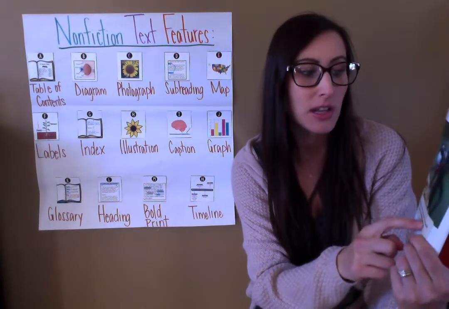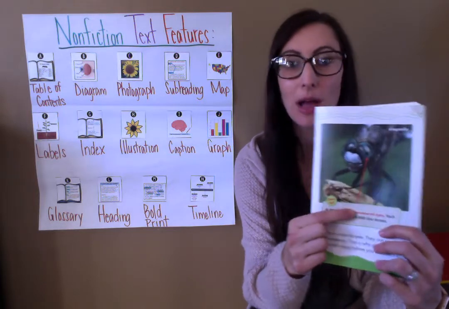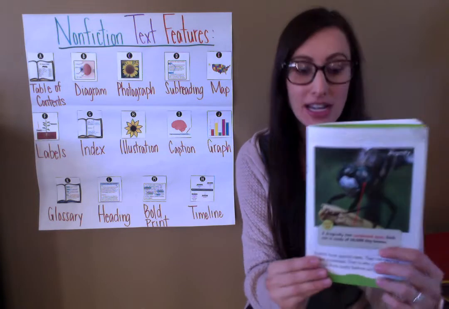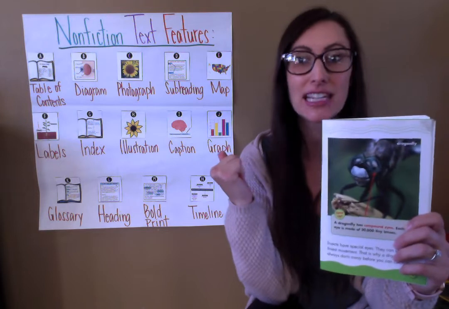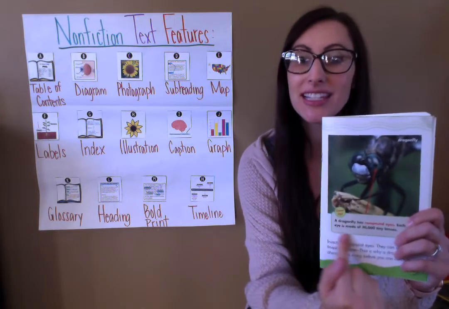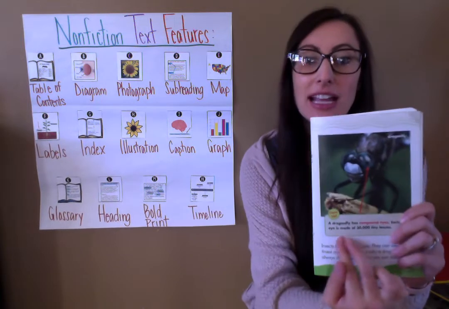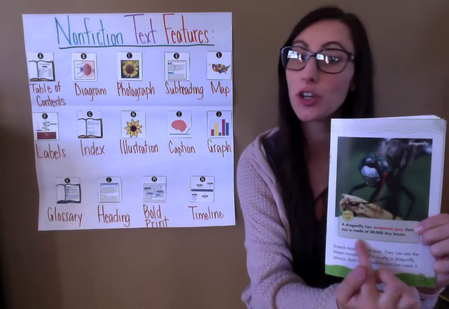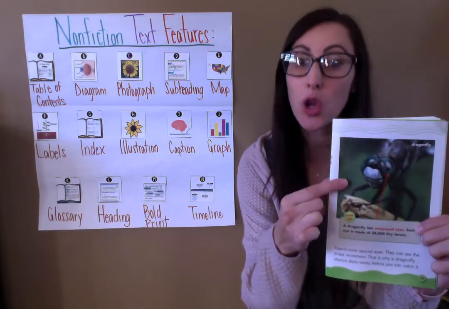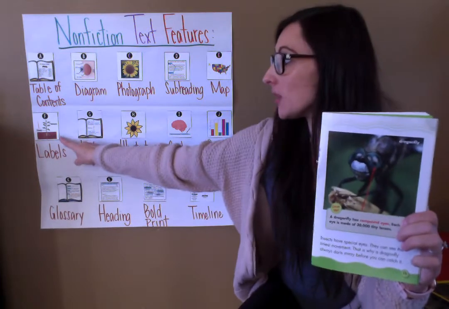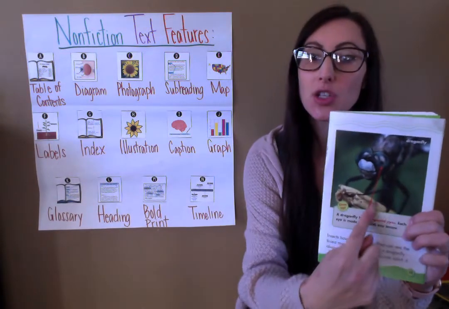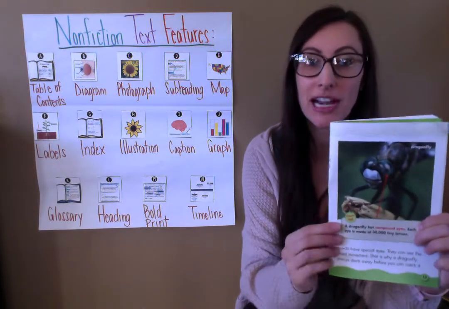You can also see there's nice arrows, so that could also be considered a label because I see a vocabulary word. We're talking about compound eyes. So this is actually three different nonfiction text features. This is a caption. I know I'm skipping around, I'm sorry. A caption is going to give me information underneath my picture about what I'm looking at. A label is going to point to a part of whatever I'm looking at on the photograph.